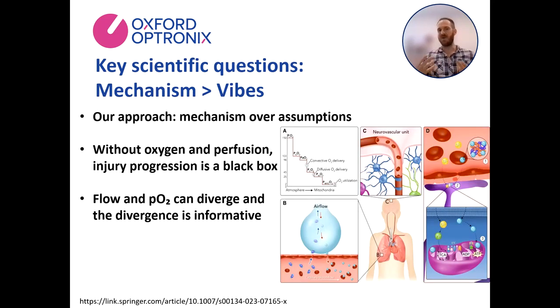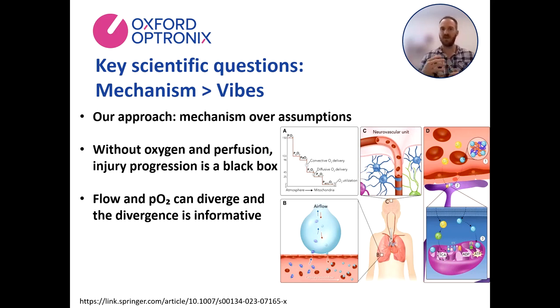This is just my friendly scientific bias, but I always choose mechanism over assumptions. Without oxygen and perfusion, injury progression or treatment effects can become a real black box. You see an endpoint, but you're guessing what happened in the minutes and hours leading up to that point and what actually mattered. And I like the last point here because it gives you permission to be curious. When flow and oxygen diverge, that's not just noise. It's often a clue that tells you what to test next.